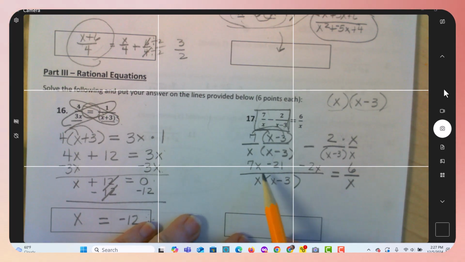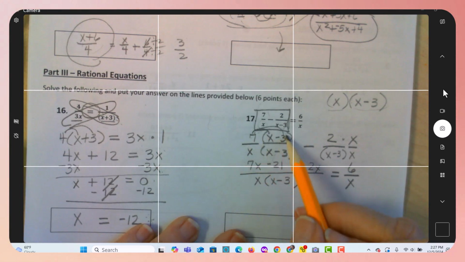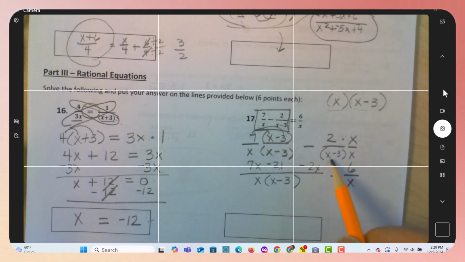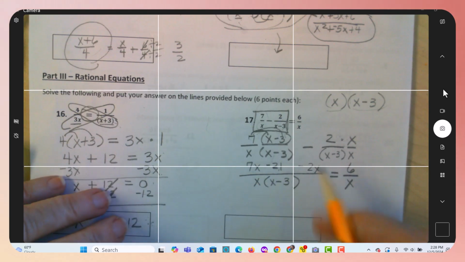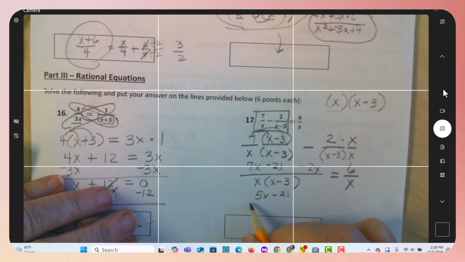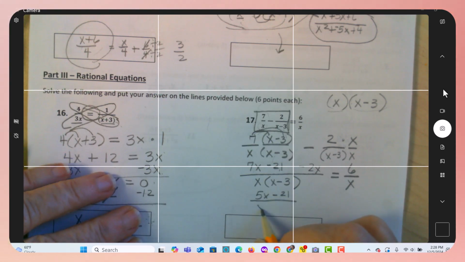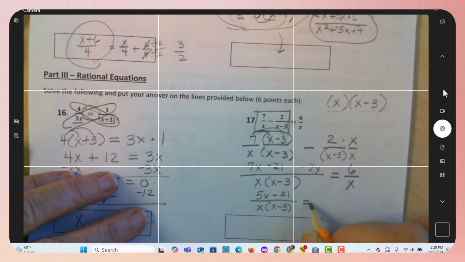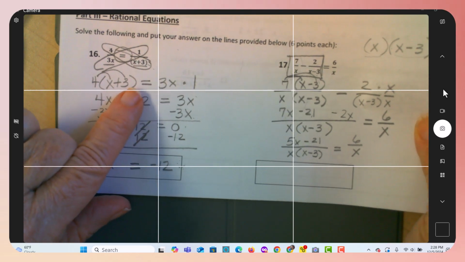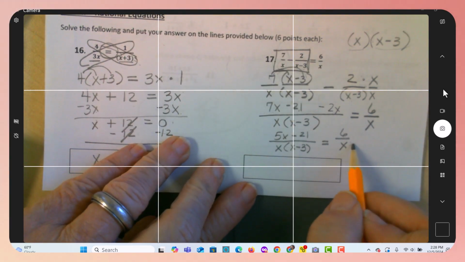Now let's see if we can simplify this numerator anymore. So we have 7x minus 21, and then we had minus 2x, and we found that common denominator. So 7x minus 2x is 5x minus 21 over x times x minus 3 equals 6 over x. Okay, now we're going to do what we did in question 16. We're going to cross multiply.